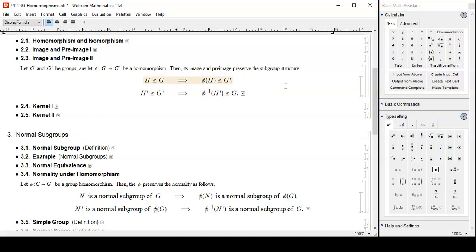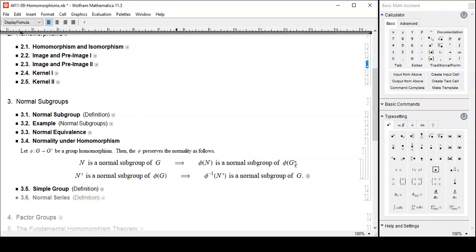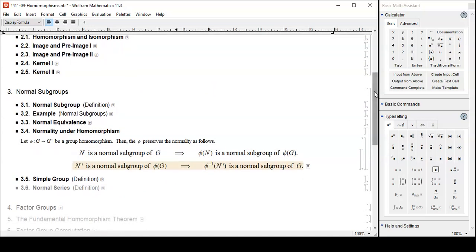So, image of a subgroup is subgroup. The preimage of a subgroup is subgroup. Likewise, normality is also preserved. But then again, things are a little bit different for normality, because normal subgroup of what? That's important. So of what part is important?